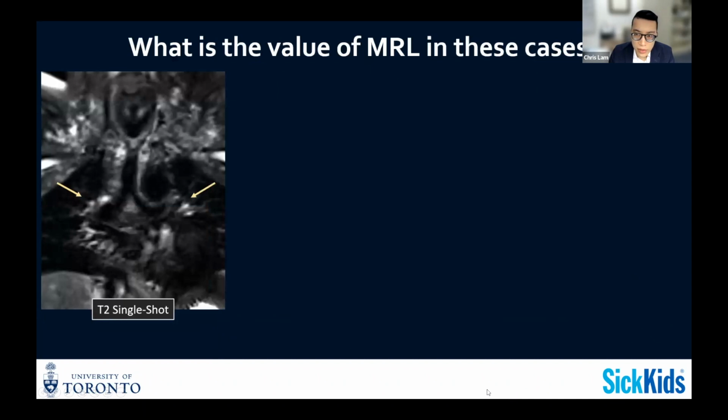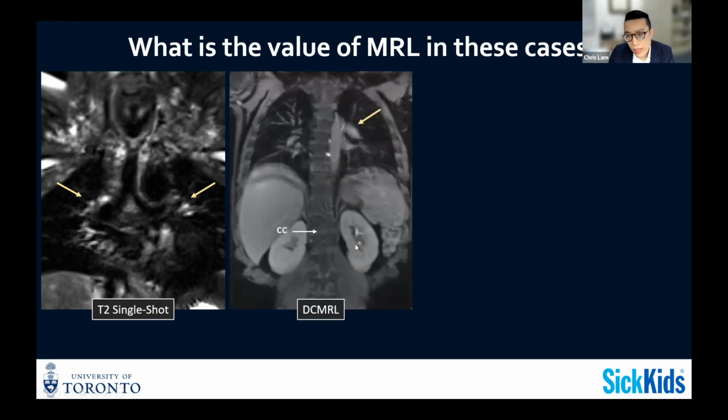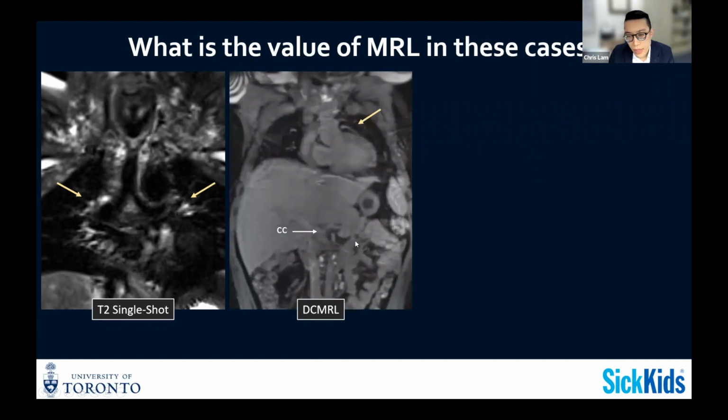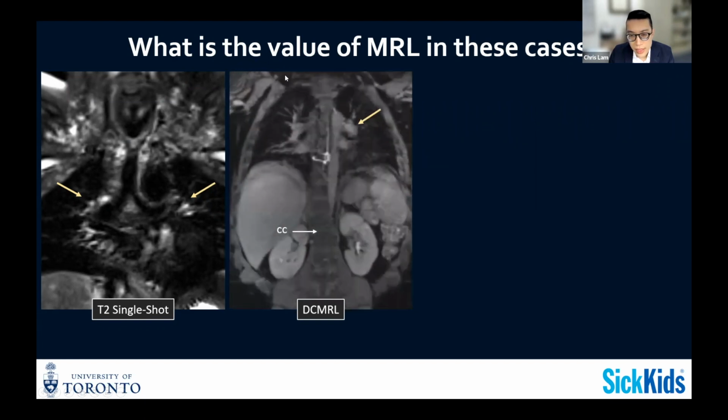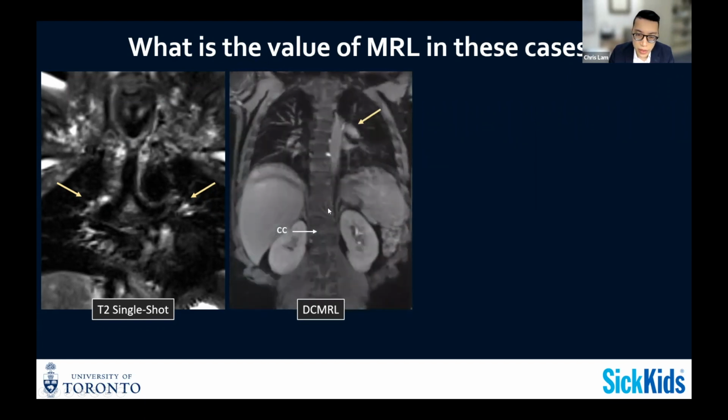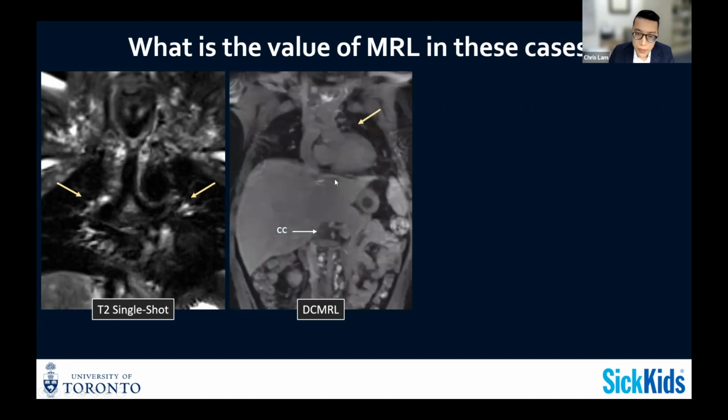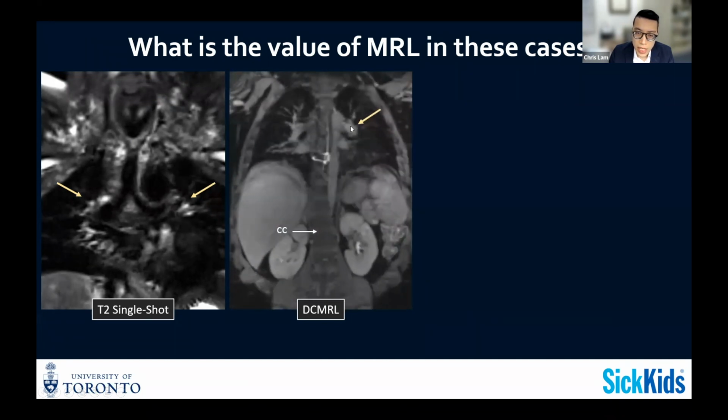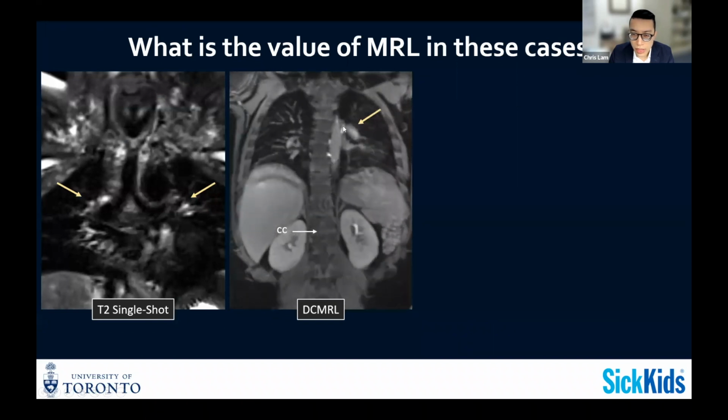What is the value of MRL in these cases? Here is another patient with a single shot. You can see the lymphatics in the hilar regions. And in this case, it's not as profound an abnormality as the previous one. There are just a few abnormal collateral channels that go into the left hilar space.